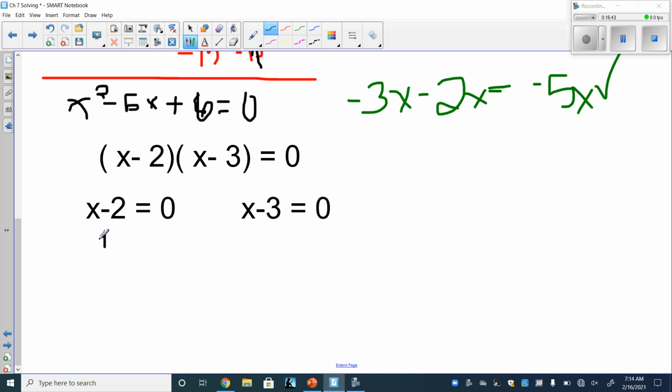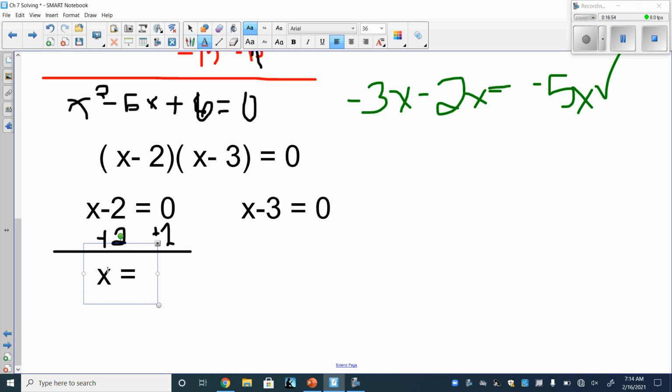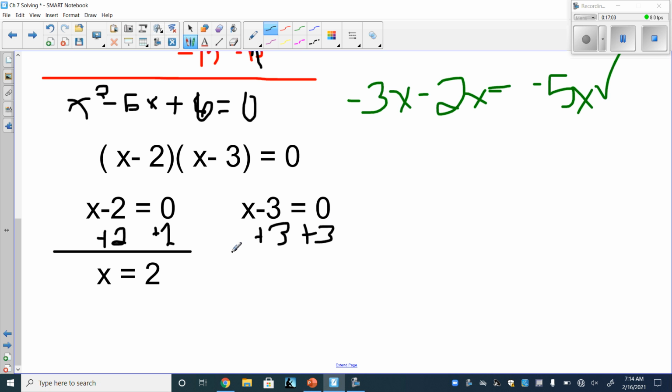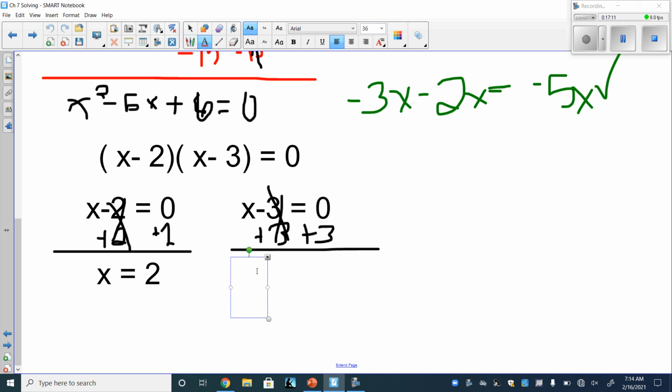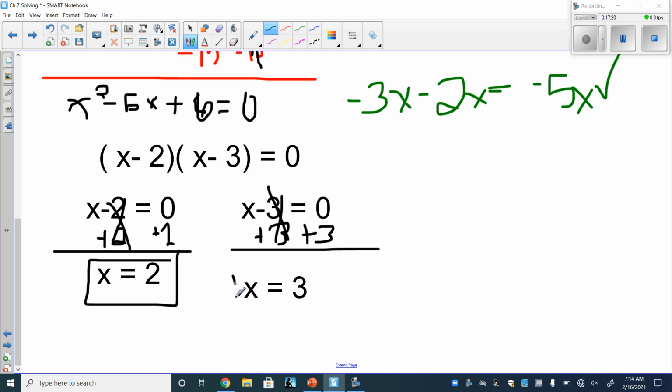So at this point here, to solve for the value of x, we can add 2 to both sides. And if we add 2 to both sides, we get x is equal to 2. And we could do the same thing over here. We can add 3 to both sides, again, to get x by itself. These will cancel just like negative 2 plus 2 would cancel. And here we would get x is equal to 3. So our two answers for this here, we have x is equal to 2 and x is equal to 3.